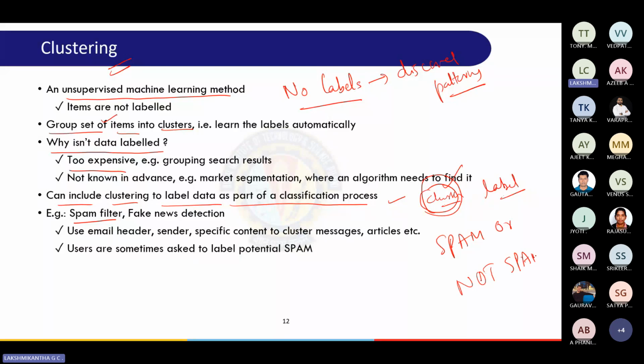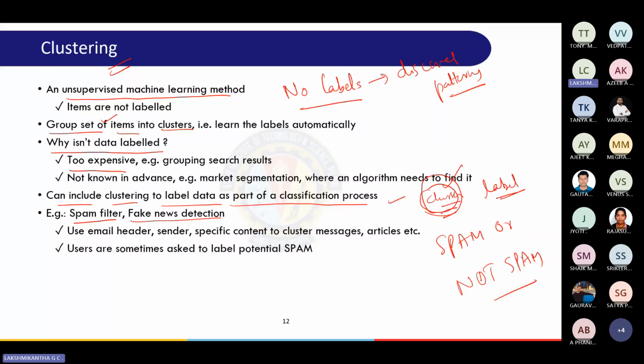Understanding? So you're clustering it first and then you're labeling it. Okay. And one more example they have given here, fake news detections. So first you have to collect all the fake news, and later on you can label it. So hope everyone understood what the clustering concept is.